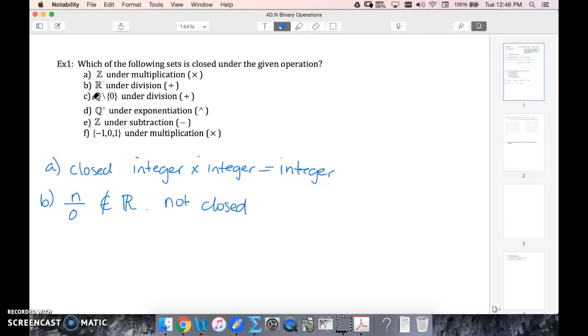All right. Rational numbers excluding 0 under division. So let a and b be elements of the rationals. So a divided by b is always going to give us another rational. Boy, that's a terrible rational symbol. That's a little bit better. So this is closed because b is not equal to 0.